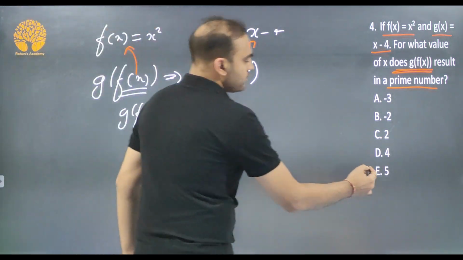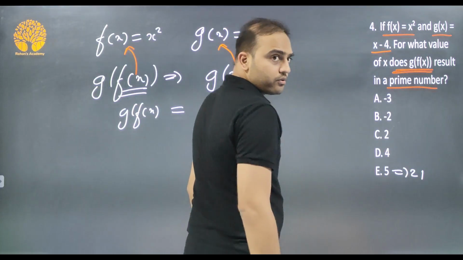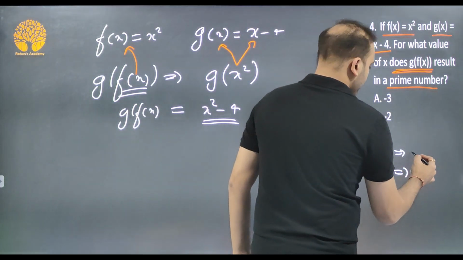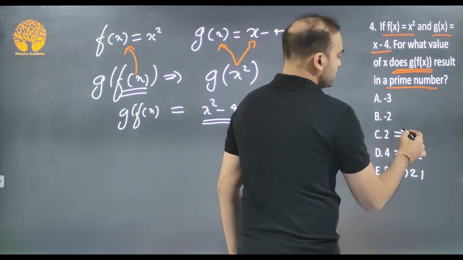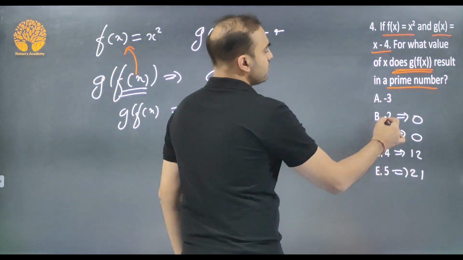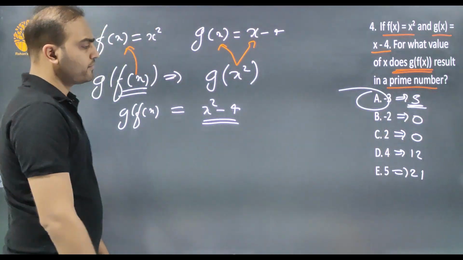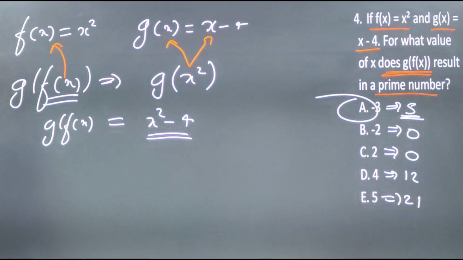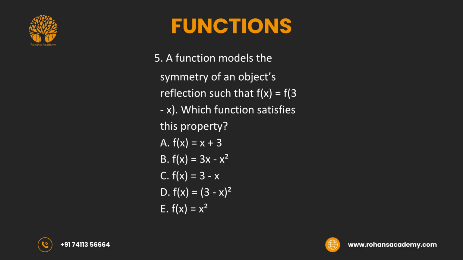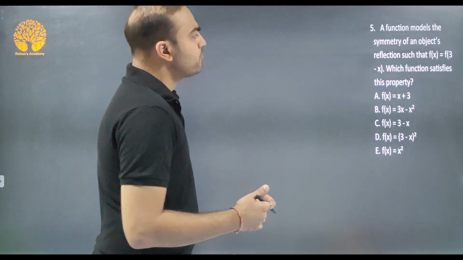If I put 5, I get 21. If I put 4, I get 12. 2, 0. Minus 2 also 0. Minus 3, I get 5, which is a prime number. Okay. Moving on to the next one.